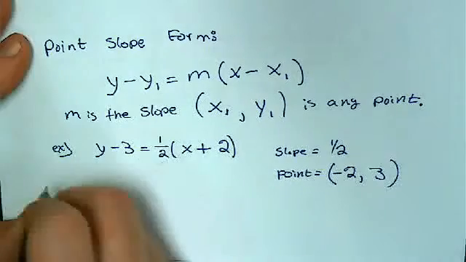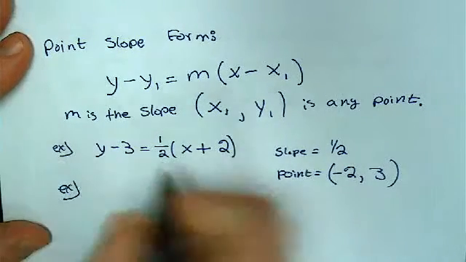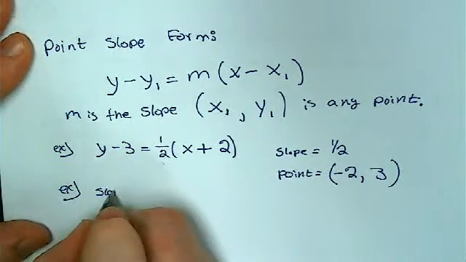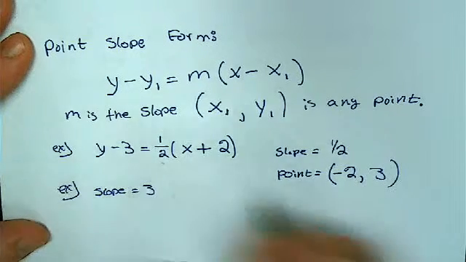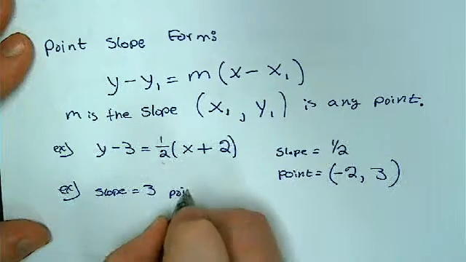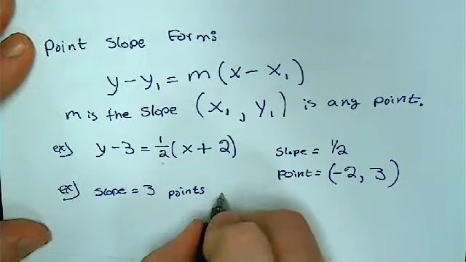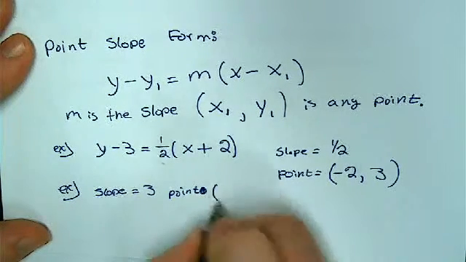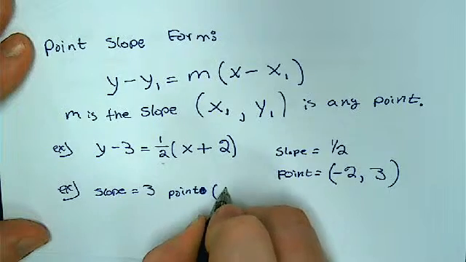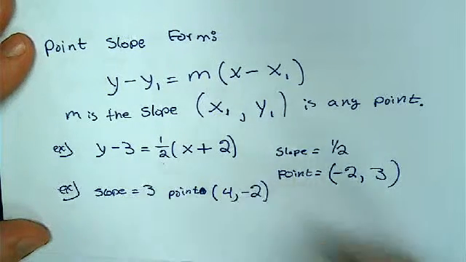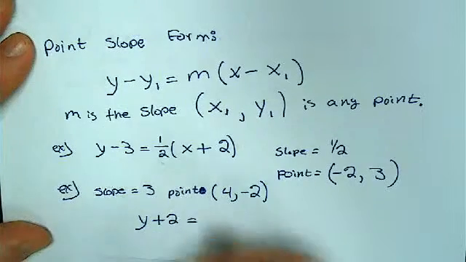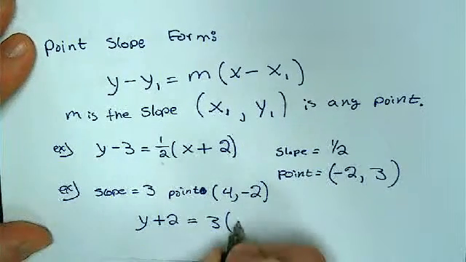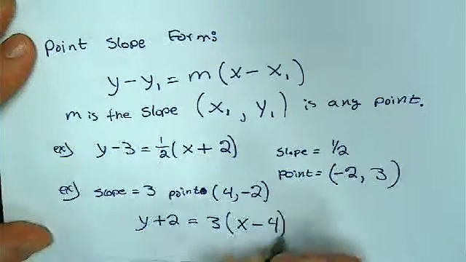Or another quick example of this, if I were to take the slope of, say, 3, and it includes the point, let's do (4, -2). This would be y plus 2 equals 3 times (x minus 4).